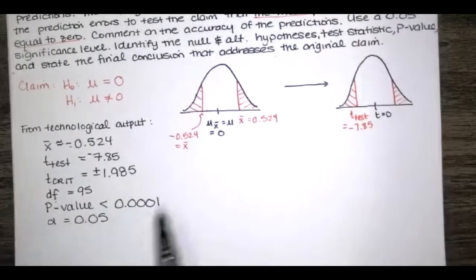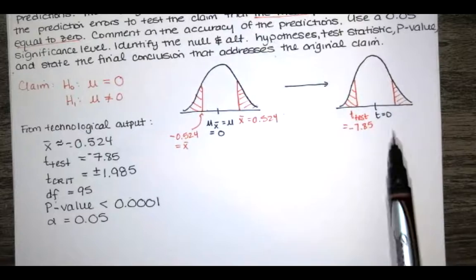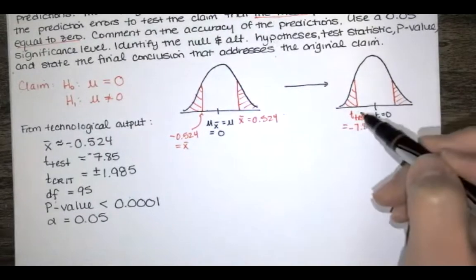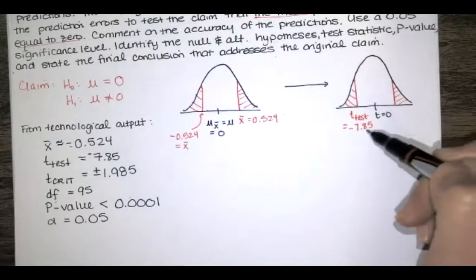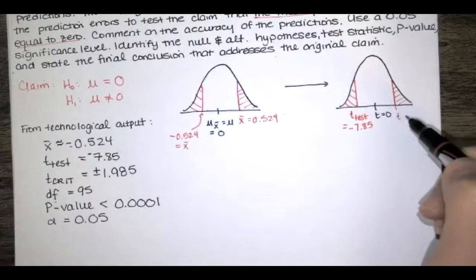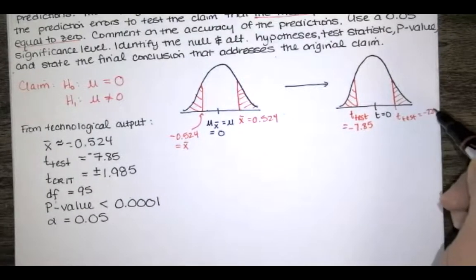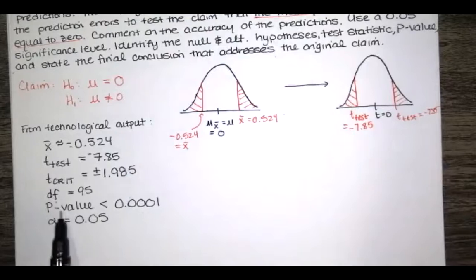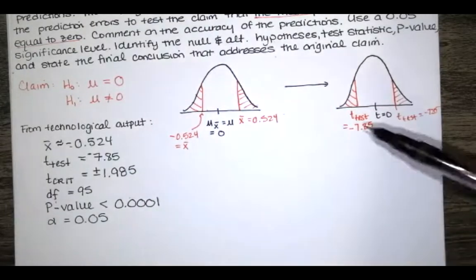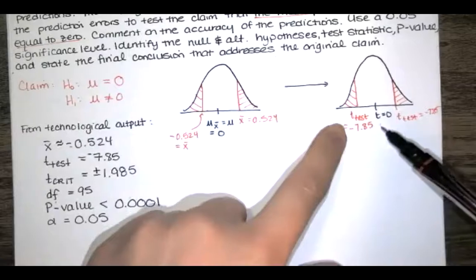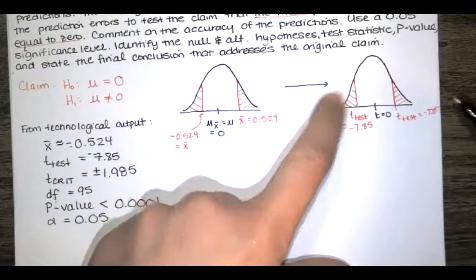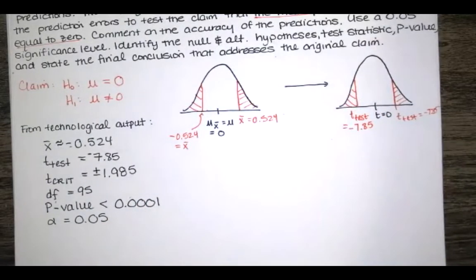Well, they gave us the p-value. They said that if you found that area in the two tails, where this is the t test value, and then we'd have another t value over here, that area was less than 0.0001. Of course, this is not to scale. These t values, negative 7.85, is going to be way, way, way out in the tails.